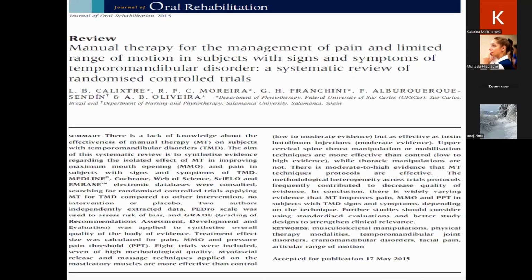If you ask yourself whether we are effective in treating these patients, already 10 years ago we had a systematic review of randomized controlled trials that was published in a very well-known and high-quality journal, Journal of Oral Rehabilitation, approving our effectiveness and efficacy in treating patients mainly with pain-related temporomandibular disorders.